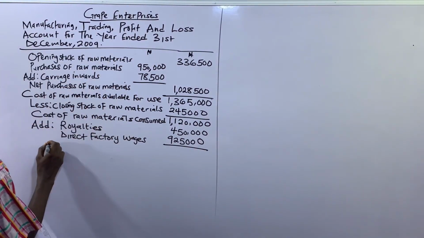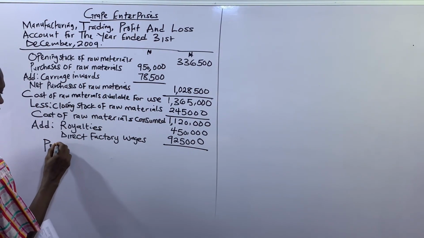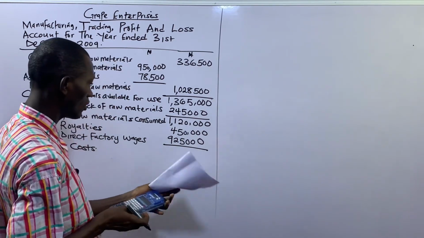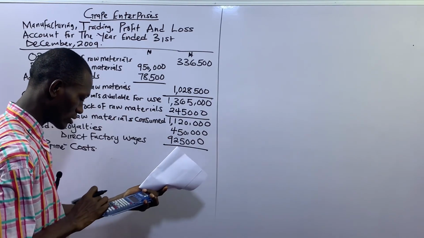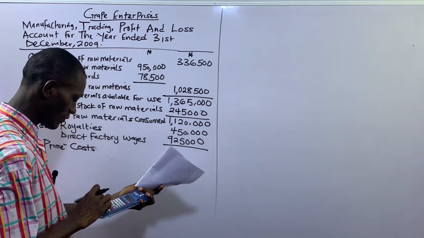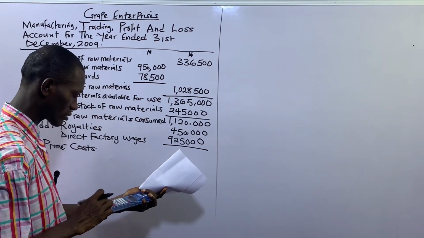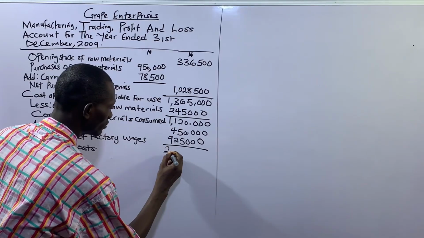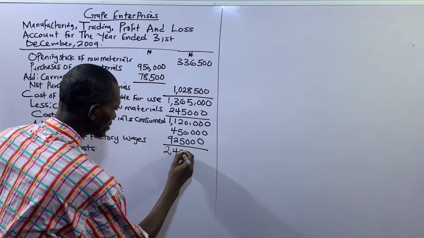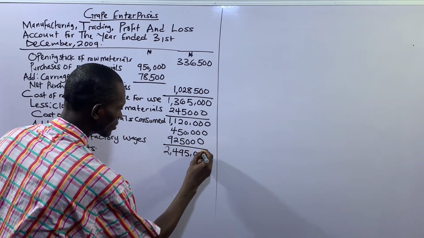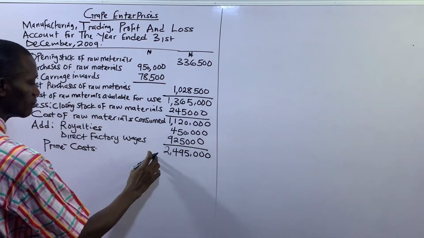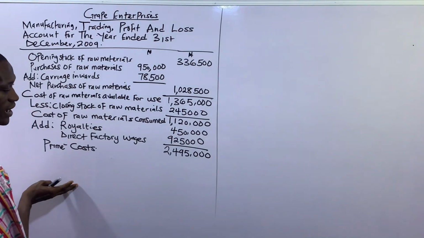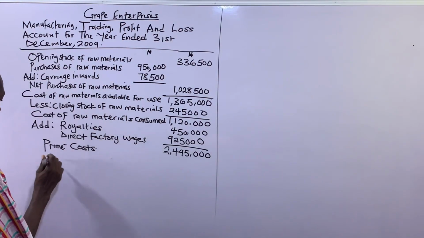So prime costs. We have 1,120,000 plus 450,000 plus 925,000. So we have 2,495,000. So this is basically our prime cost. So having gotten our prime cost, we are going to add factory overheads.